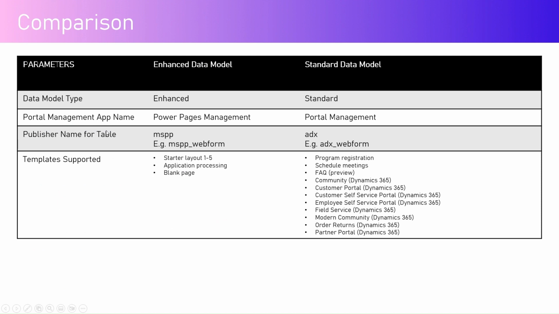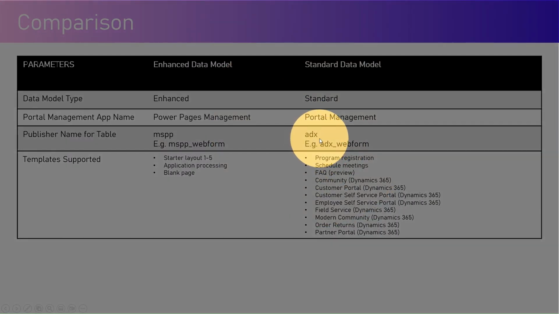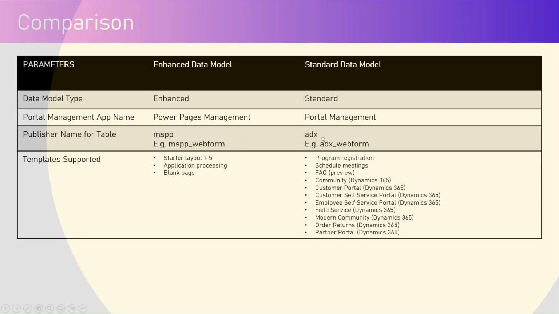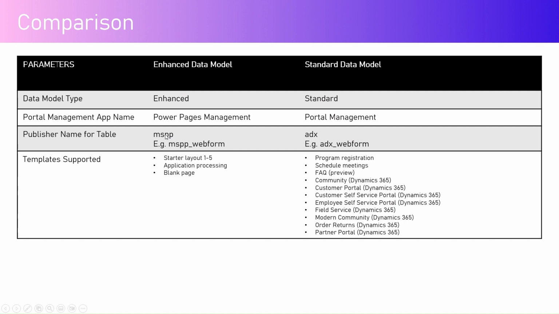Comparison. Now, how do you compare this? Data model type enhanced, data model type standard. Now, the backend model-driven app is called Power Pages Management in Enhanced Data Model. It is called Portal Management in Standard Data Model. The publisher name for tables is MSPP underscore web form, and for standard data model it is ADX underscore web form. This is an old publisher which is coming from ADX Studio Portal. Now, Microsoft has made a change and they have used a new publisher for that.